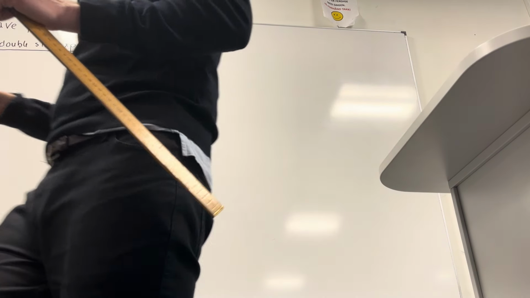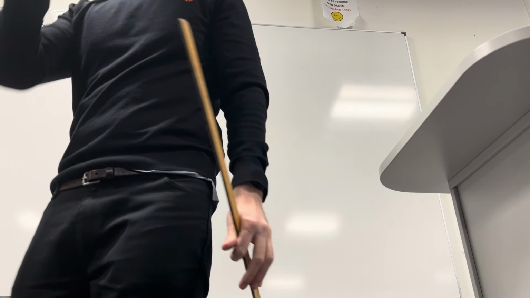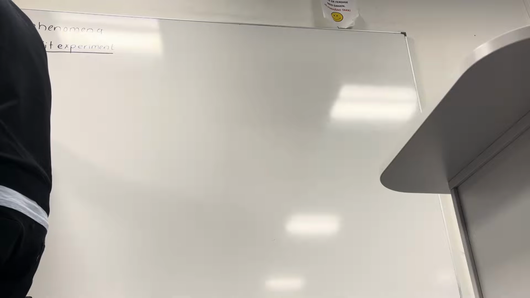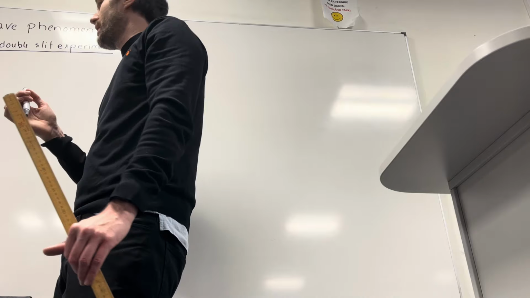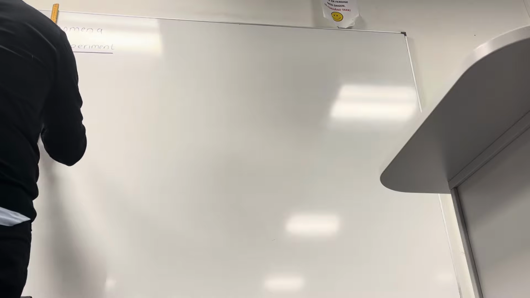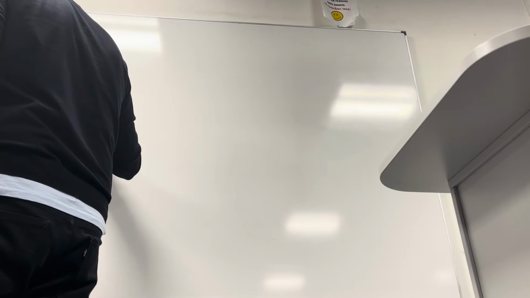So very quickly, what we do is that we have two slits at a distance d apart. So this distance here is small letter d. And we have a screen, or in this case we use the whiteboard as a screen, but in general we talk about a screen where we can see the interference pattern.